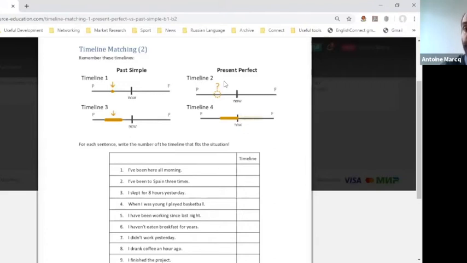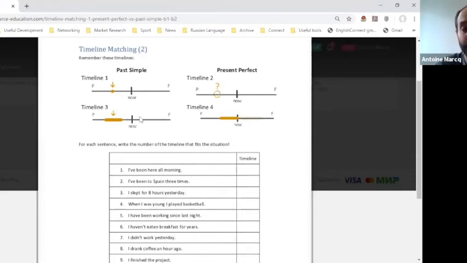Timeline 2 shows you present perfect. It's also the same event that happened in the same past. The difference is that we don't know when. I have stopped telling my students we don't know when. I've started telling my students we don't care when. It's not important. That's not the issue.